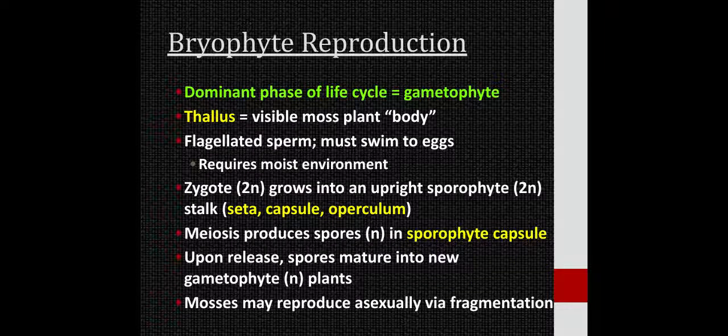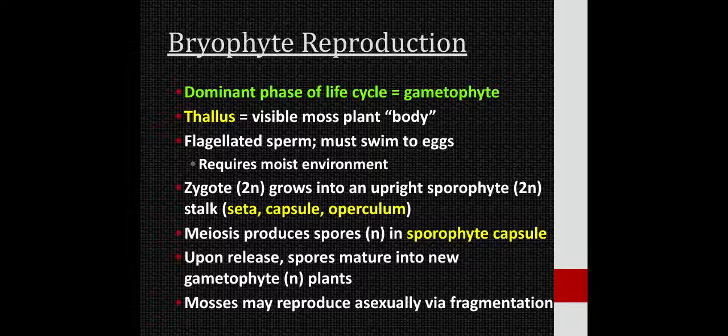How do bryophytes reproduce? They have a dominant phase in their life cycle of a gametophyte. So when you look at moss, you are looking at a haploid organism. The thallus is what we call the body of a moss. It's like the little leaves of the grass-like structure that makes up moss. They have flagellated sperm that has to swim to the eggs. So we know that they have to live in a damp, moist environment.